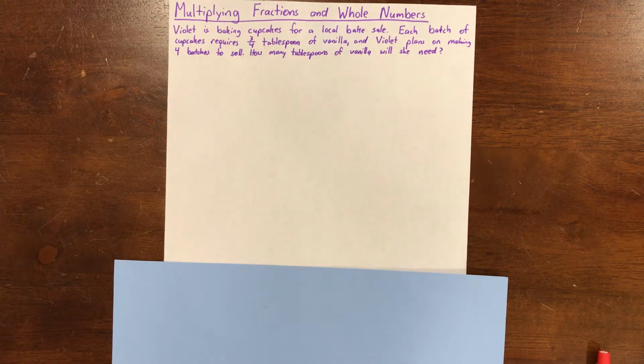Yeah, there's a lot of ways to represent. One way that I bet some of you said was to go ahead and draw a picture. We could draw 4 groups with 3/4 in each group because there are 4 batches and each batch needs 3/4 tablespoons of vanilla.